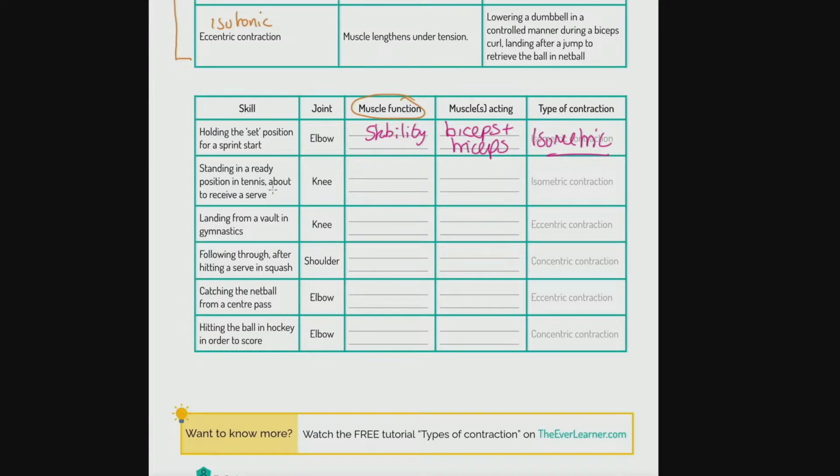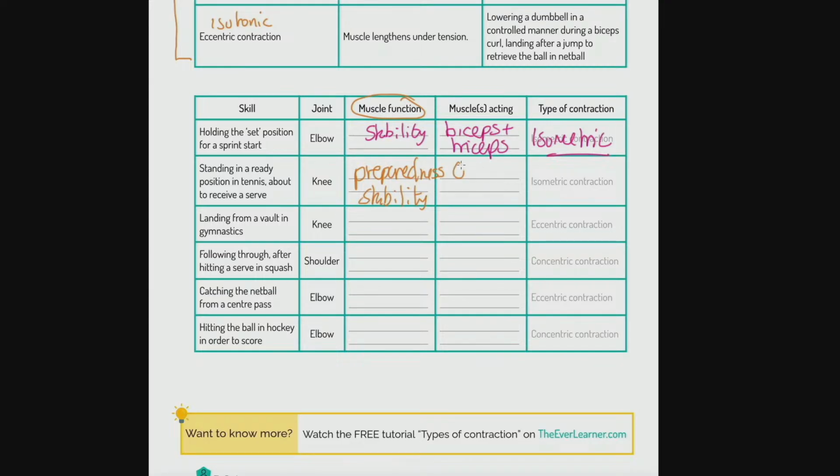We've got here, standing in a ready position in tennis, about to receive a serve. So we've still got stillness here. We're talking at the knee here. We're talking about some idea of preparedness, ready to spring, ready to bounce, ready to launch. So again, it's about stability. But we're in stability, a bit like the sprint, ready to go into unstable, right? We're about to accelerate somewhere.